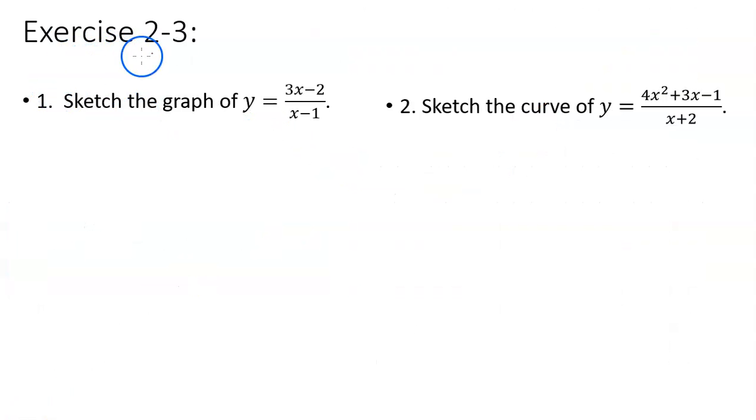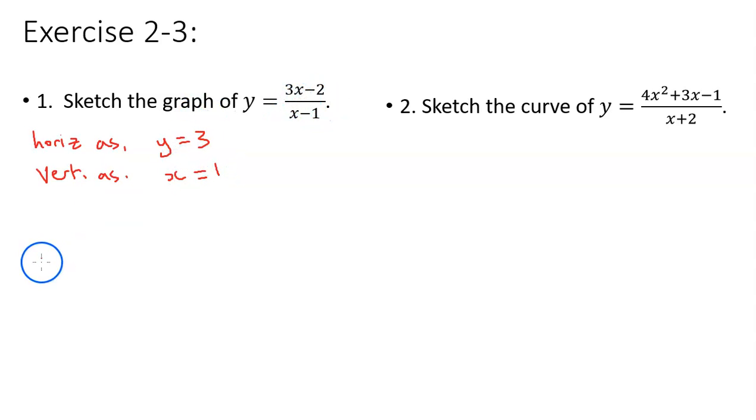Alright, and let's go ahead and do exercise 2.3 now, and we'll sketch a couple of these things. So let's take care of the first one. Sketch the graph of y equals 3x minus 2 divided by x minus 1. The degree of the polynomial on top is the same as the degree on the bottom, so it's going to have a horizontal asymptote. The horizontal asymptote is y equals 3, so 3 divided by 1, and the vertical asymptote is clearly going to be x equals 1, and then I guess we can find y and x intercepts.